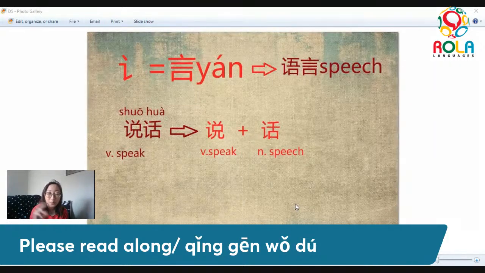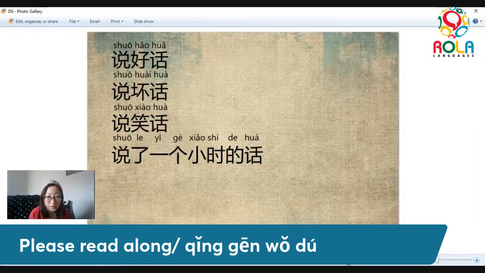Well, the reason I break them down, split them in the middle, is because there are some useful phrases to be learned, and it definitely helps if we know what is a noun. It means speech. All right.